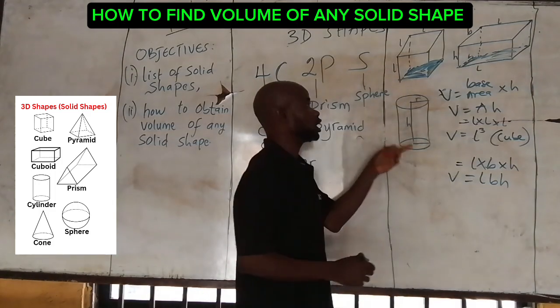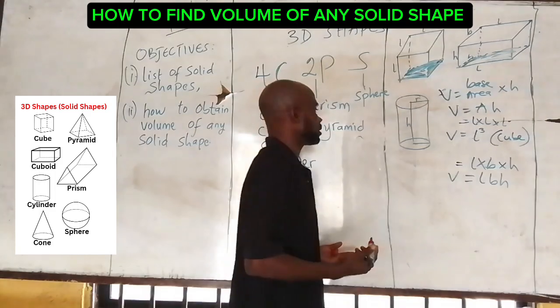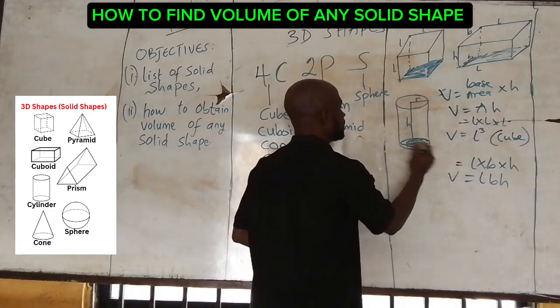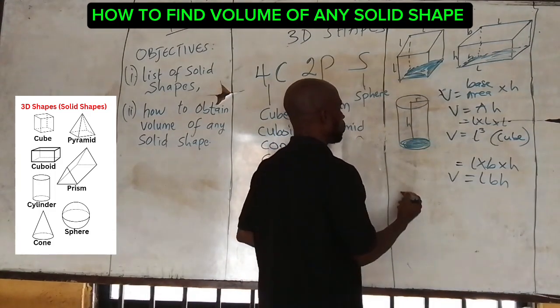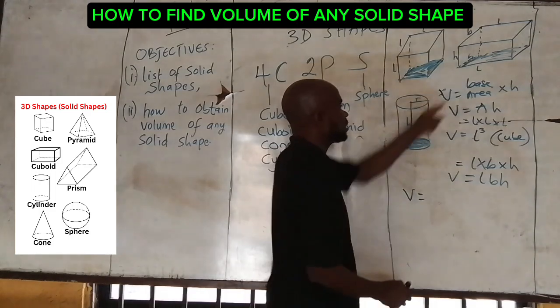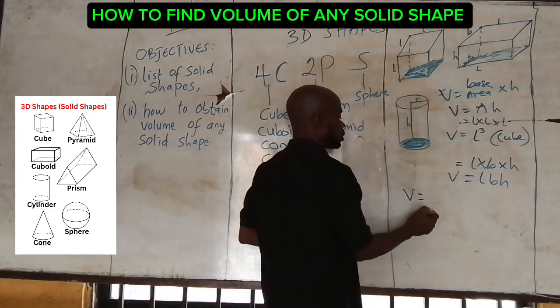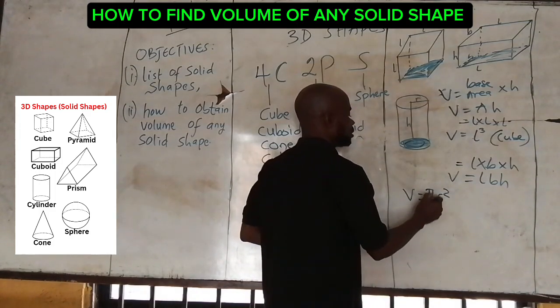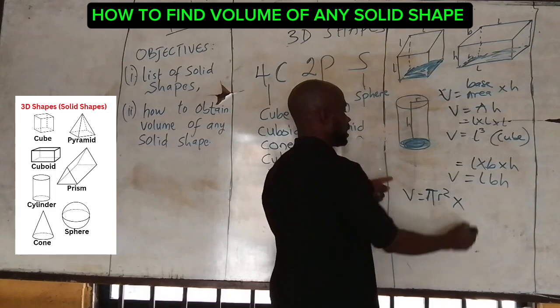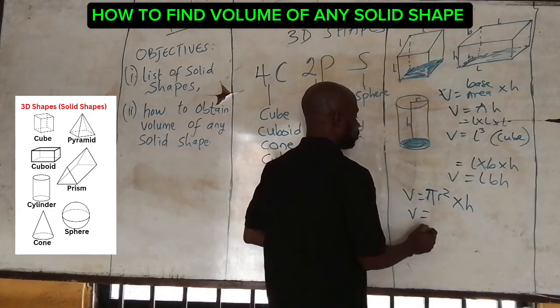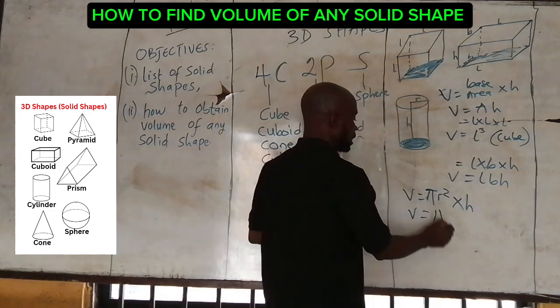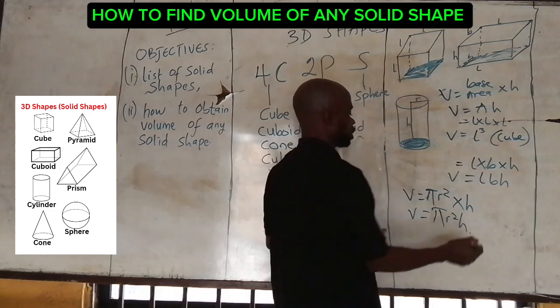You see? For the cylinder, the same thing. The base of the cylinder is a circle. So volume will now be base area times height. The area of the circle there will be pi r squared, times the height. So at the end of the day, the volume of a cylinder is pi r squared h.